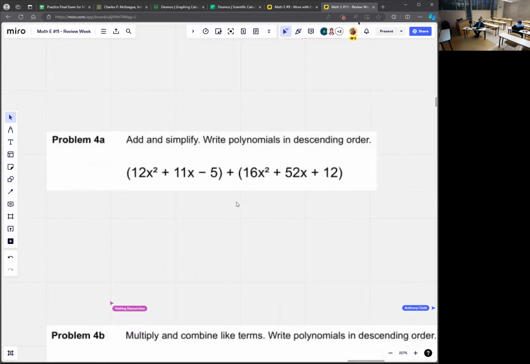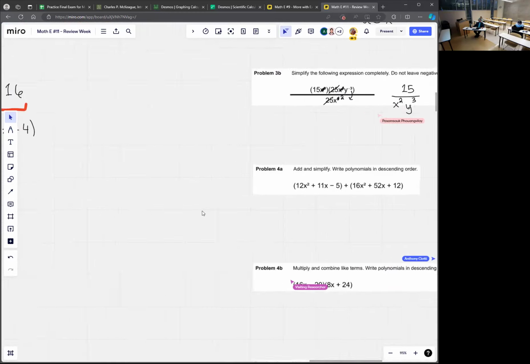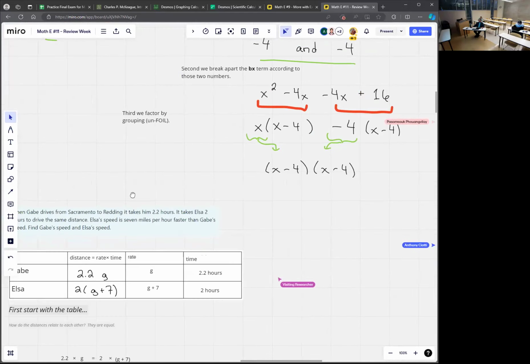Add and simplify, write them in order. I don't want to do that one because we're low on time, and we did one like that earlier today. So let's just stare at that one that we did earlier today.